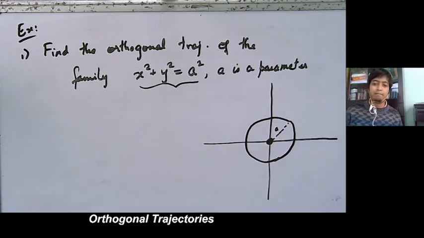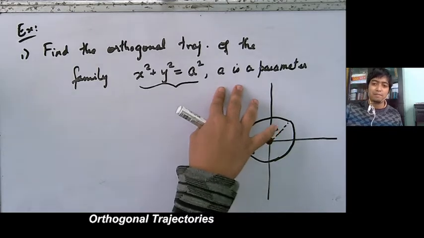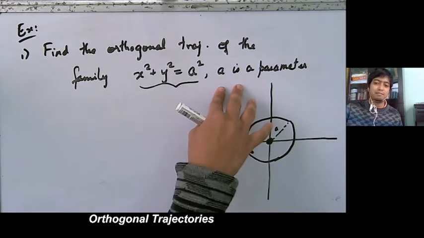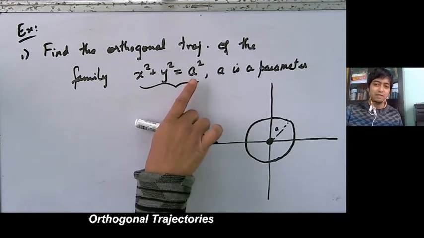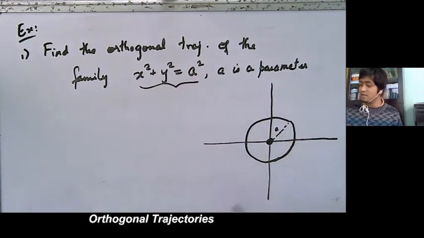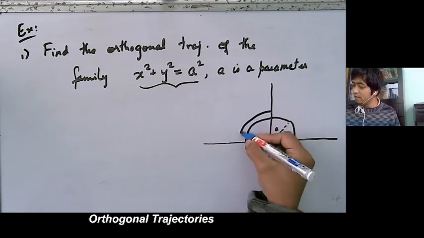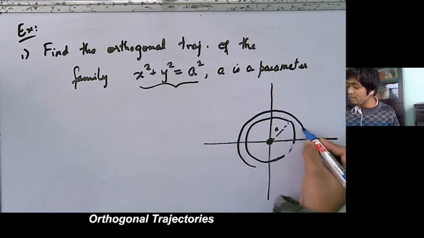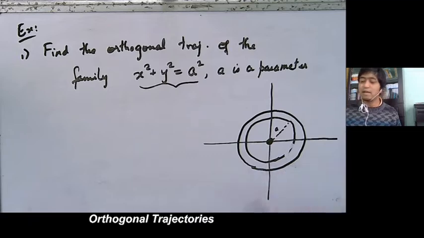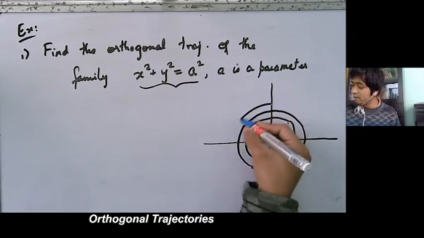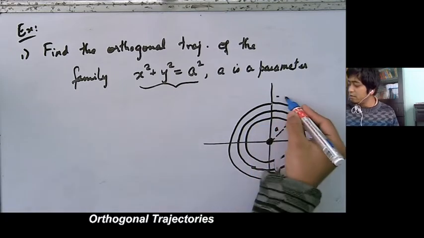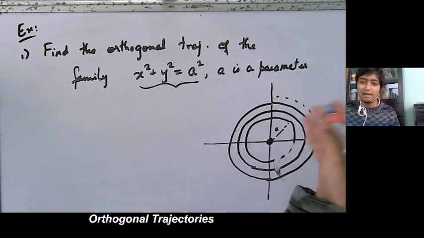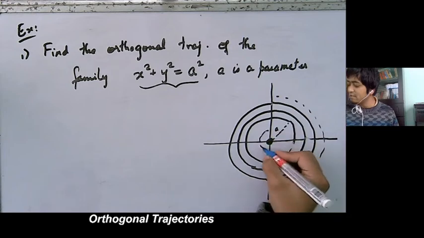But what happens here, we are saying that a is a parameter. That is, we don't know what the value of a is. It doesn't have a specific value. It can vary. So even if the radius is a, which is another value, then we will be having another circle. So for all the values of a that we can think of, we will be having different circles, even smaller ones.